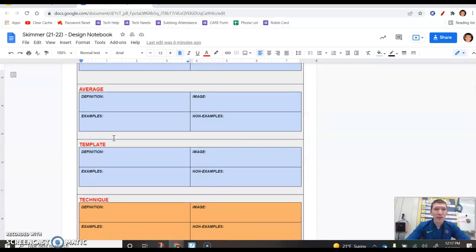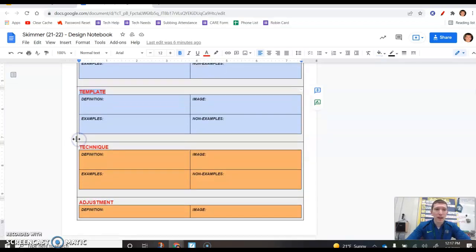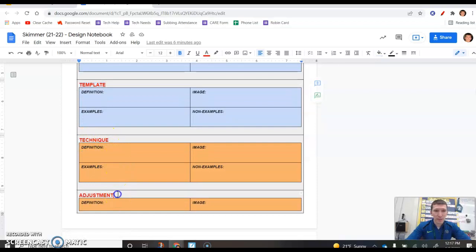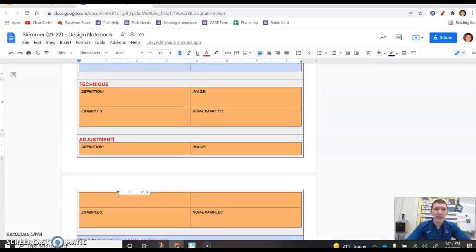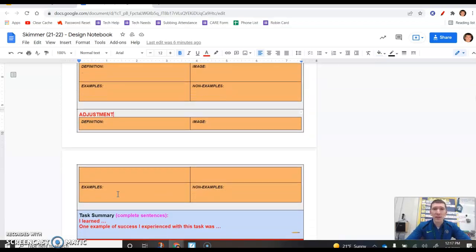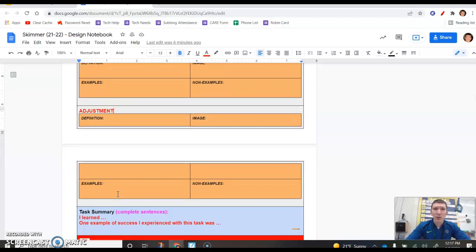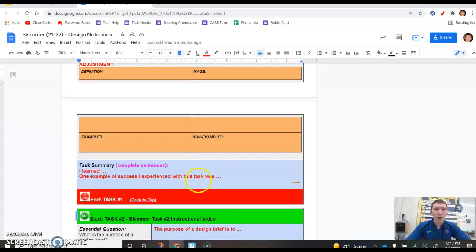Average, a math term there. Template, technique, and adjustment. So those are your words for this task to be able to know for the rest of this activity. It'll help you to know what those meanings are. So when you're done, remember to talk about what did you learn and one example that you had of success.